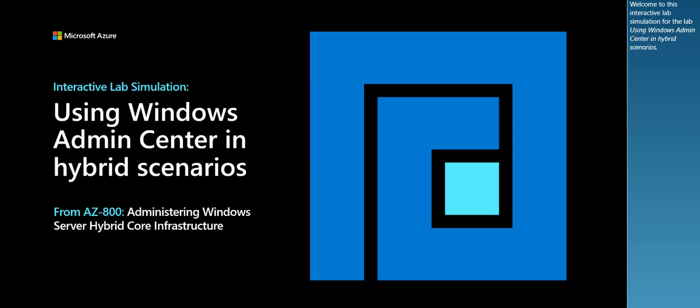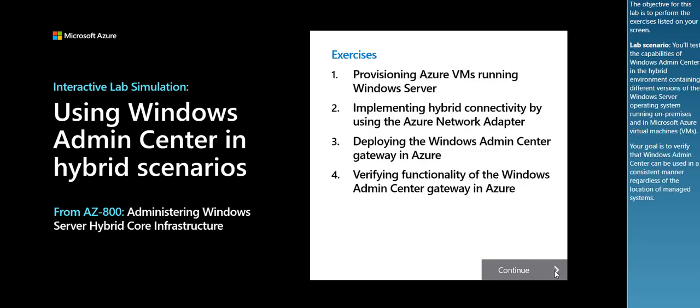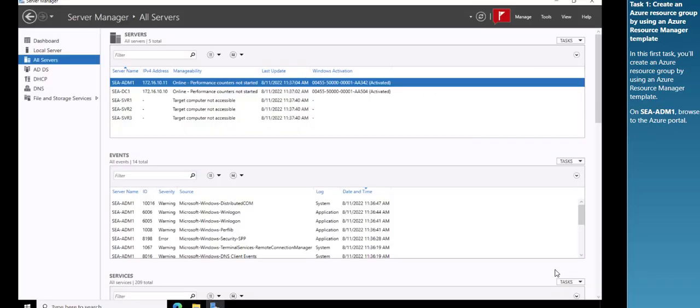Welcome to this interactive lab simulation for the lab using Windows Admin Center in hybrid scenarios. To navigate this interactive lab simulation, follow the prompt. The objective for this lab is to perform the exercises listed on your screen. In this exercise, you will provision Azure VMs running Windows Server. Follow the prompts to complete the tasks in this exercise.